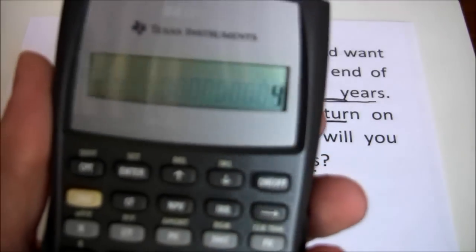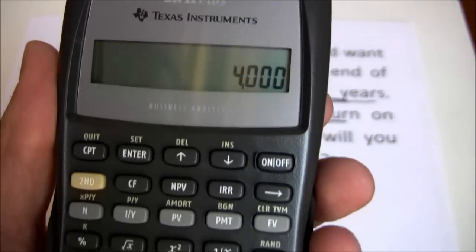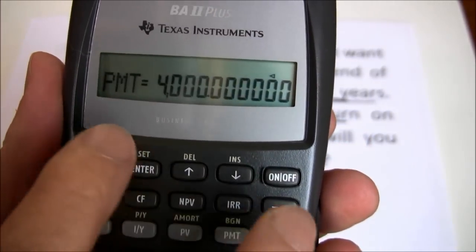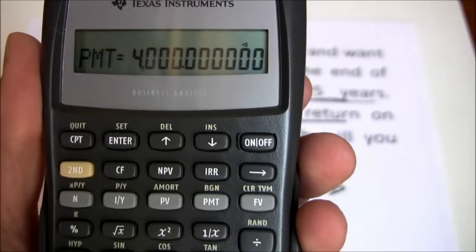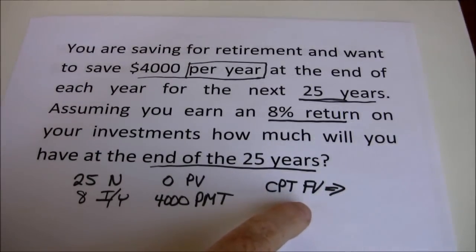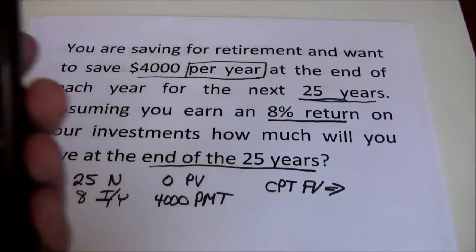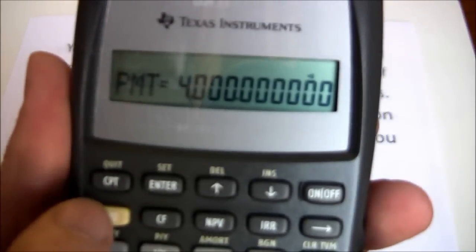$4,000 payment. And notice as we press these buttons, the on-screen display tells us what we're putting in there. And now the last thing we want to do is solve for our future value. Remember, we have to press the compute button first.